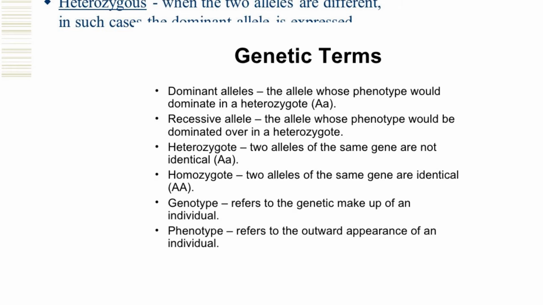Recessive is the allele whose phenotype would be dominated over. I'm not sure I like how that's worded, but yeah, I guess that's right. So little a, that's the recessive allele, and it's only going to really be expressed when you have the little a.